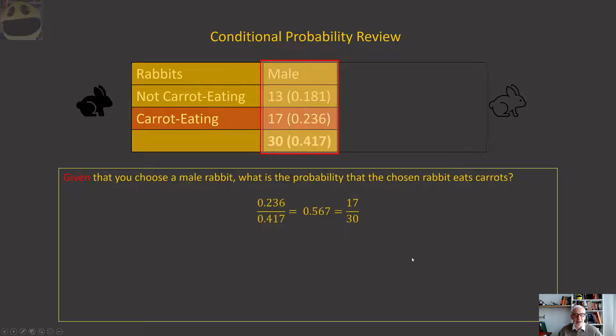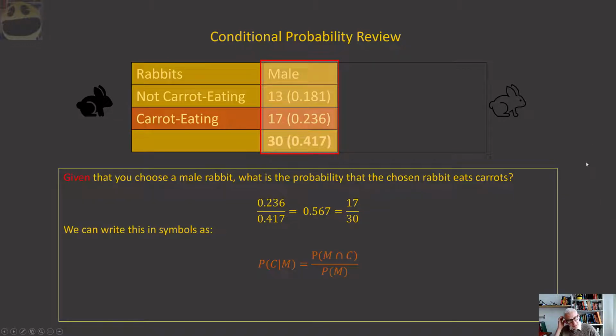Okay, so here we go. In this case, given that you choose a male rabbit, what is the probability that the chosen rabbit does eat carrots? So this is the opposite of the one I've just explained. 0.236 up here divided by 0.417 equals 0.567, which is equivalent to 17 out of 30. Fairly obvious there, 17 carrot eaters and 30 males altogether. So now we can move on.